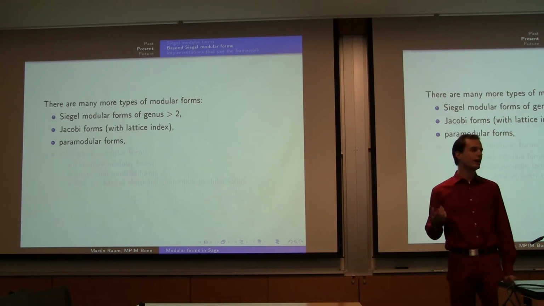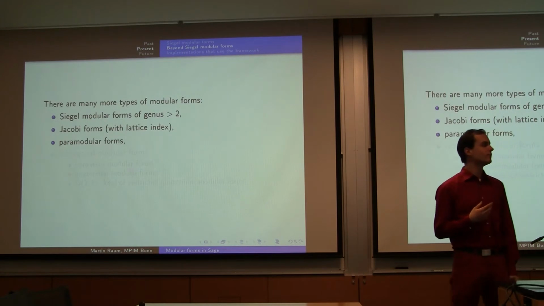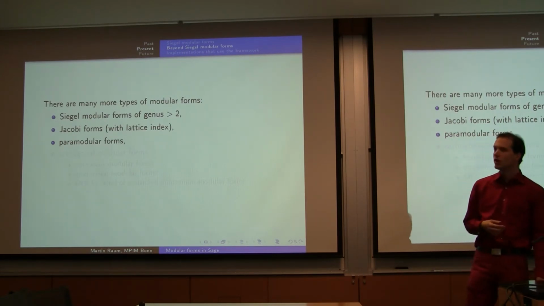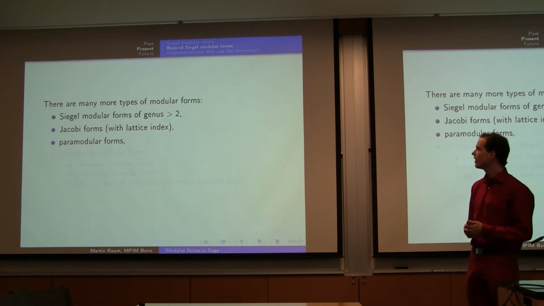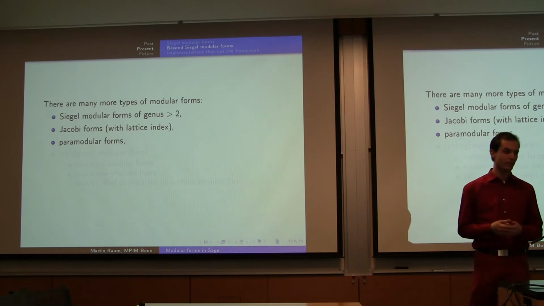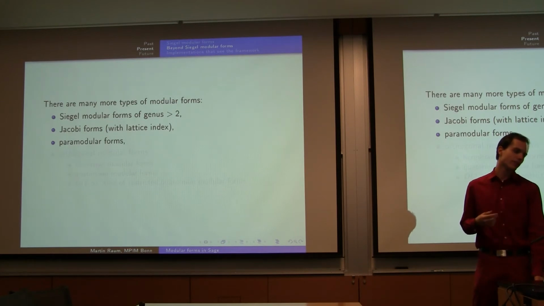Jacobi forms of lattice indices mainly play a role for orthogonal modular forms, but they can be interesting on their own, certainly. Paramodular forms are very, very interesting, and there is only one implementation of this, I think, that's due to me. It's not so well known, but you can find it on my homepage, and I did some calculations with that. It works nicely. I mean, I haven't done too much work on that.